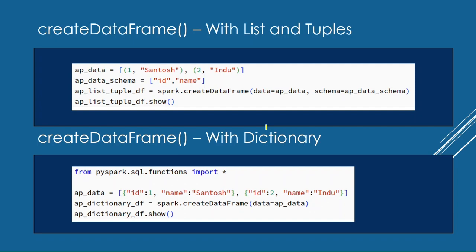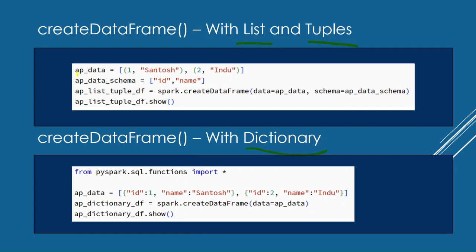We can create a data frame with the help of an object that can hold data, like a list, tuples, dictionary, and many more. In this video, I am going to create a data frame with the help of a list, with the help of tuples, and I am also going to create a data frame with the help of a dictionary. Let's see how we can create a data frame with the help of a list.